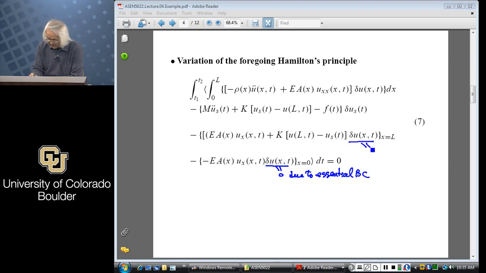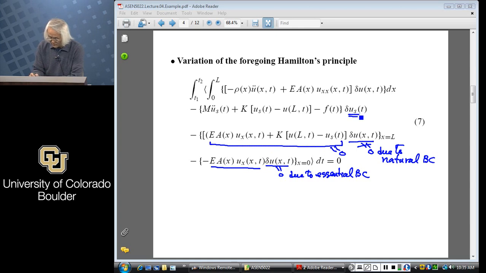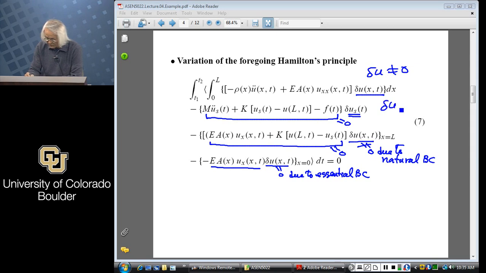This guy is non-zero, natural. Therefore, this one is gone no matter what. This guy is a reaction force, but we don't need to worry about it. So therefore, that has to be 0. And this, we don't know. Therefore, that has to be 0. And this is arbitrary, so delta U is non-zero. Delta US is non-zero. So this guy has to be 0.